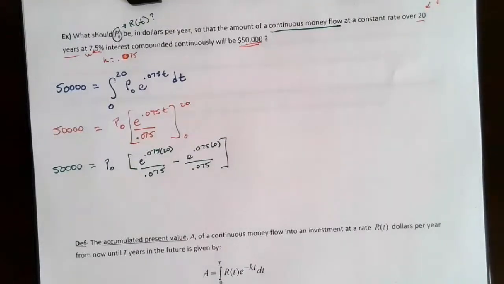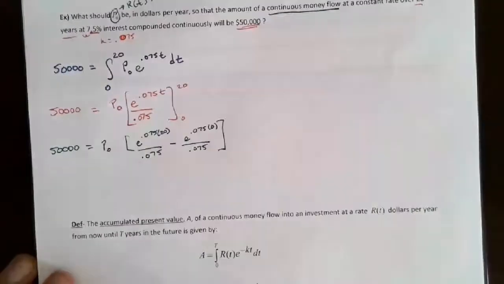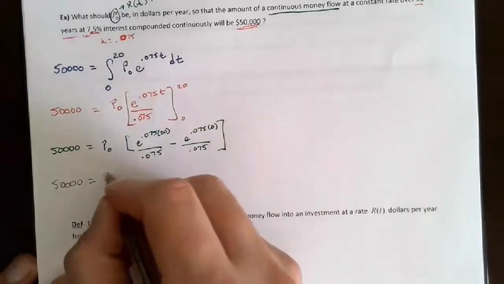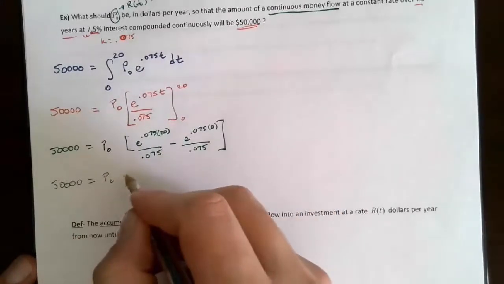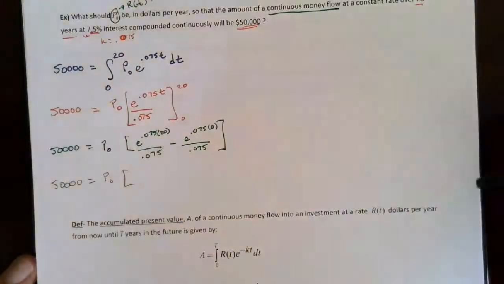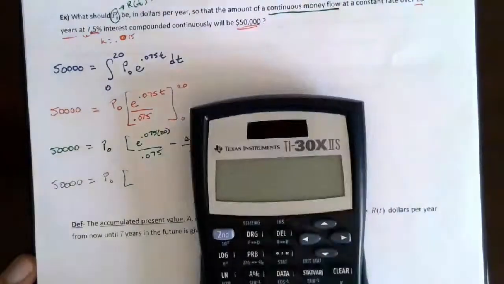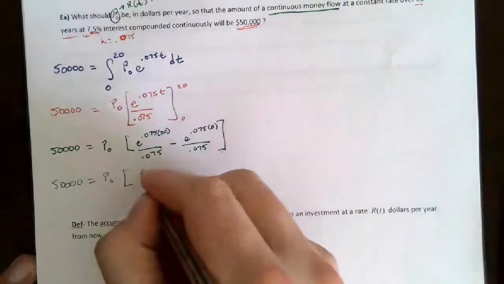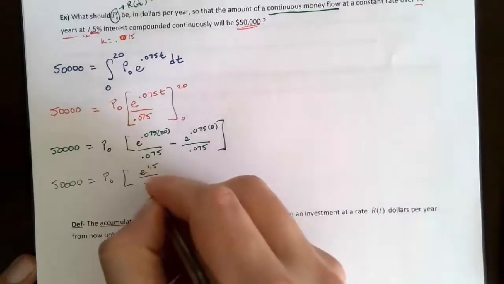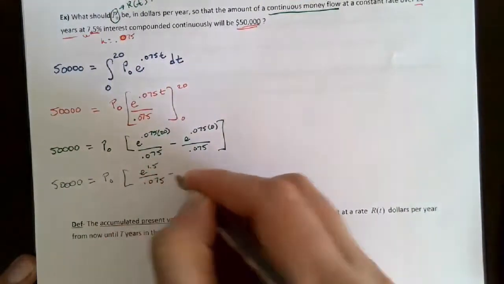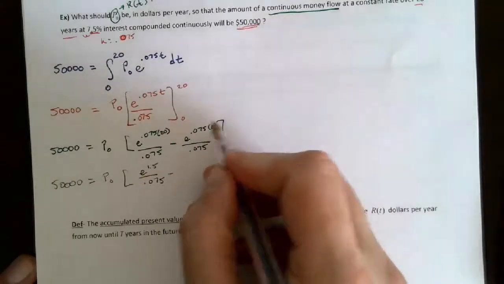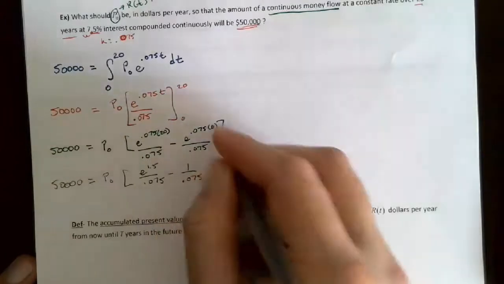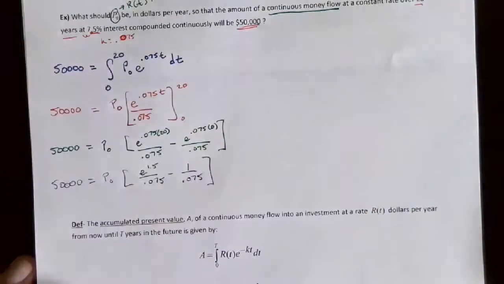And we can simplify a bit. We get 50,000 equals, here we've got P0, e to the 0.075 times 20. You might want to do that 0.075 times 20 now, which gives you 1.5. So we really have e to the 1.5 divided by 0.075 minus, this is e to the 0.075 times 0, so that's just going to be e to the 0, which gives us 1 over 0.075. Don't cancel this, right? You need that term.